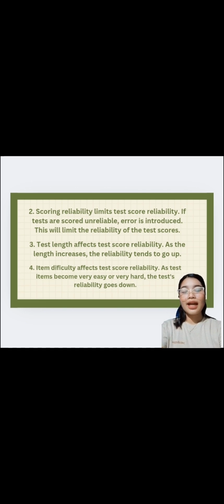Number 4, item difficulty affects test score reliability. Item difficulty refers to the proportion of test takers who answer the item correctly. Very easy items, where everyone gets them right, and very hard items, where no one gets them right, do not discriminate between individuals. They provide little information about the differences in knowledge or skills among the test takers.